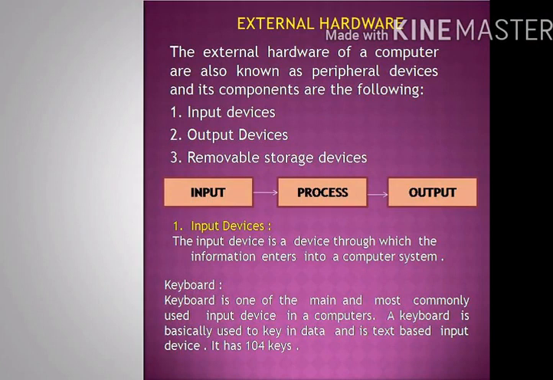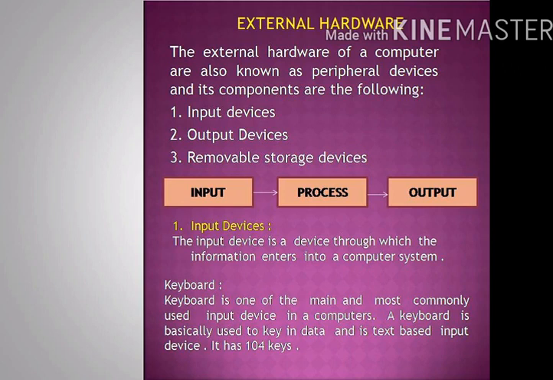What is external hardware? The external hardware of a computer is also known as peripheral devices, and its components are the following. Number 1, input devices. Number 2, output devices. Number 3, removable storage devices. Number 1, input devices. An input device is a device through which information enters into a computer system.